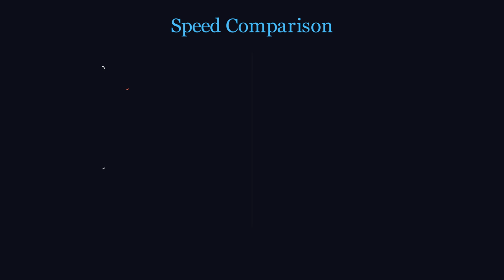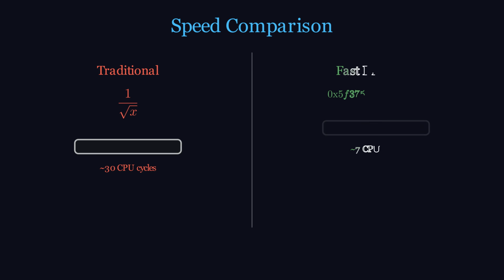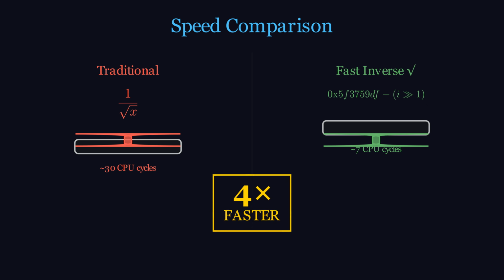Compared to the true mathematical answer, this single refinement brings the accuracy up to an astonishing 99.8%. Let's compare the performance. A traditional inverse square root took around 30 CPU cycles to compute. The fast inverse square root hack, with bit shifting and 1 Newton iteration, took only about 7 cycles. It was roughly 4 times faster while maintaining near-perfect accuracy.